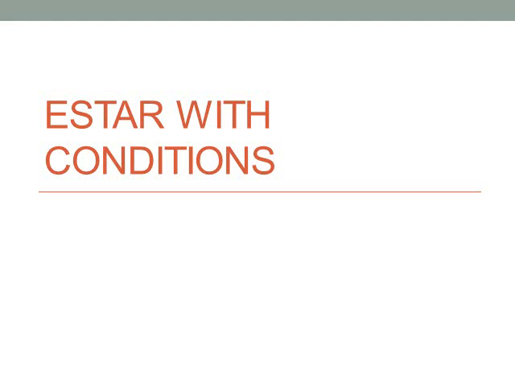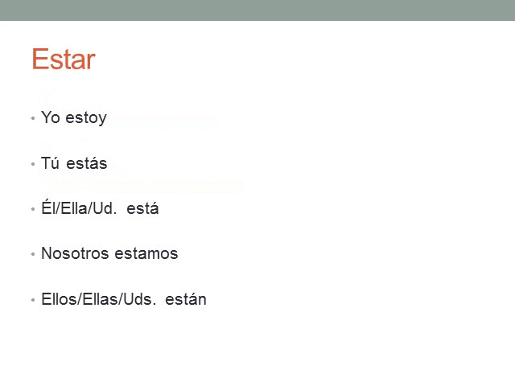Hey chicos, today we're going to be talking about using estar with conditions. Now, we already know the verb estar. Estar and ser are two of the building block verbs in Spanish. Extremely important. We already know both of them. We learned them a few chapters ago. Now, estar, as we also know, is used primarily with three things: emotions, location, and temporary states.